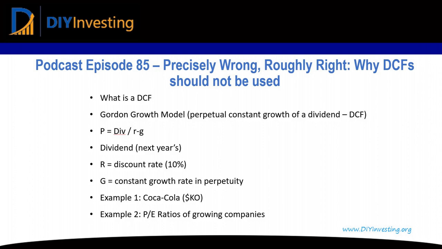What this allows you to do is, if all of the information that you input is right, then the discounted cash flow model will tell you the exact price you should be willing to pay for that company. And this is precise, but it's inaccurate. And precision and accuracy are really important to understand.